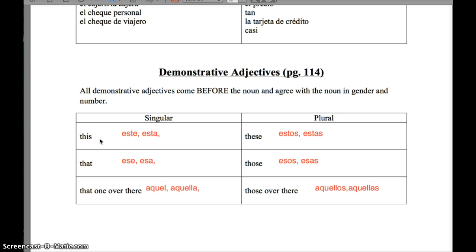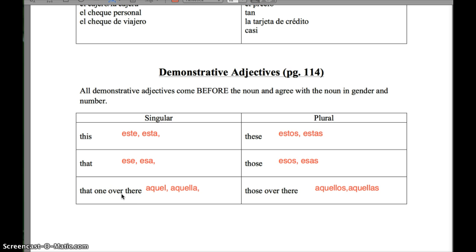So I can have, do you want this apple or do you want these apples? But either way, I'm holding at least one apple, right? That and those, again, same thing. So I can say, do you want that apple or those apples? And again, I'm discussing those same apples. And that's ese, esa, esos, and esas.